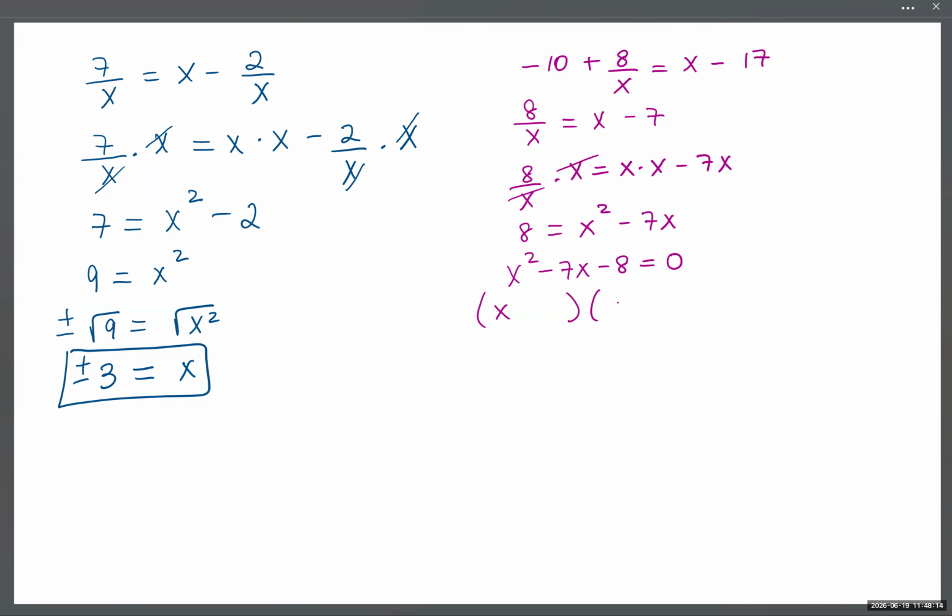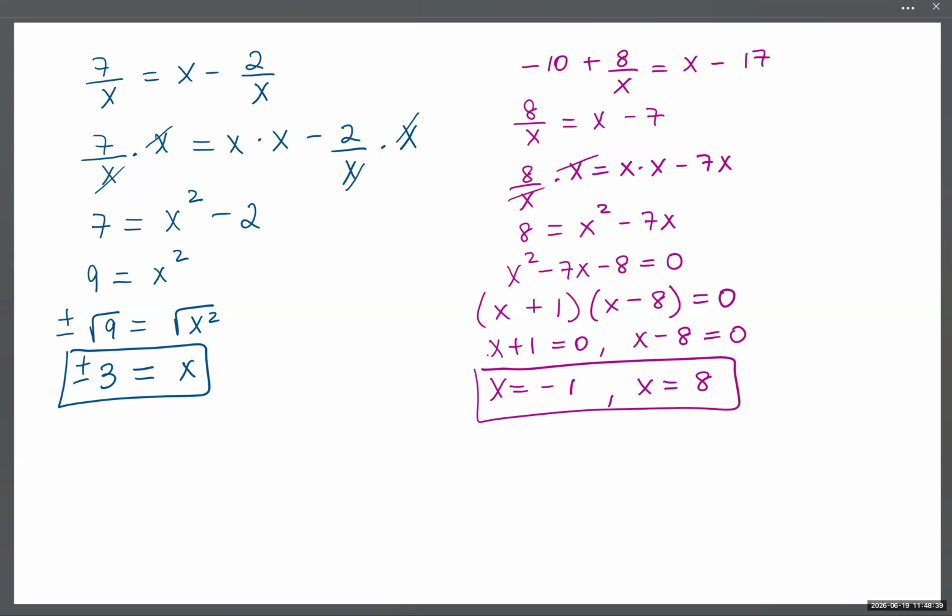Factor. Two numbers that multiply to negative 8 and add to negative 7. That's 8 and 1, with 8 being negative and 1 being positive. So then x plus 1 equals 0, x minus 8 equals 0, x equals negative 1, and x equals positive 8. You can glance back up at the problem. The only problem spot would have been when x is 0. We did not get that answer, so we are okay.